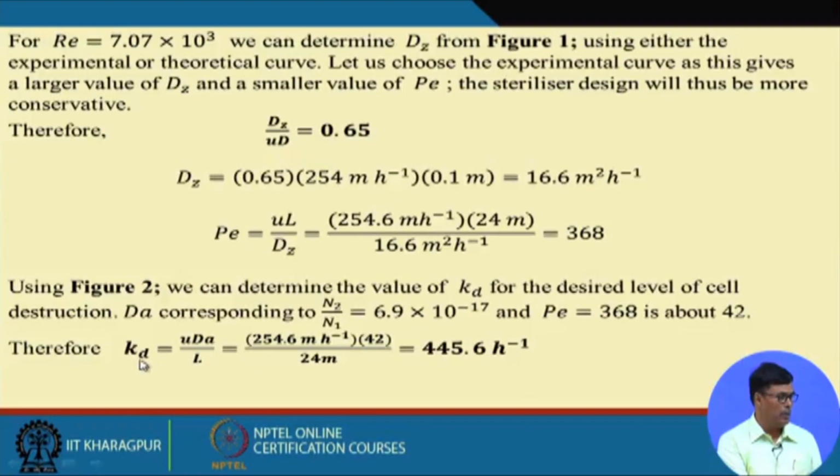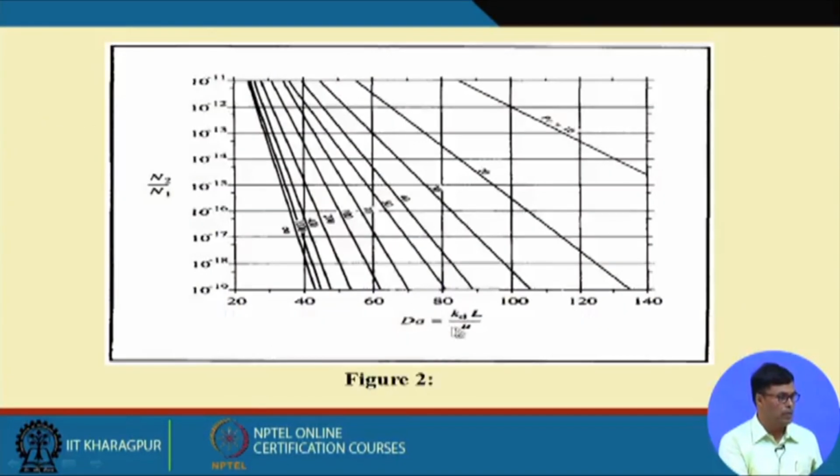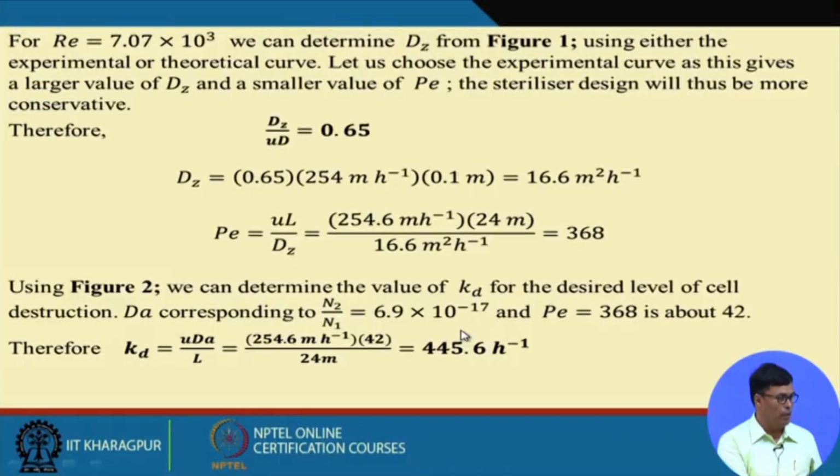Then in this equation, KdL by U equals 42, where Kd is the thermal death rate constant. If you know the KdL by U value, and you know the L value and the U value, you can easily find out the value of Kd. Kd comes about 445 x 0.6 per hour.